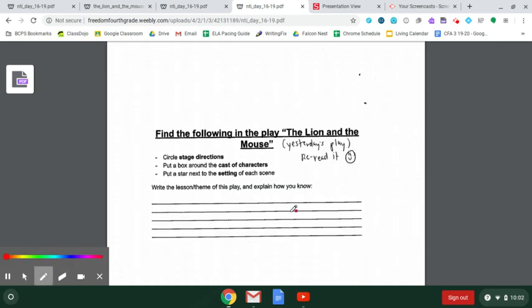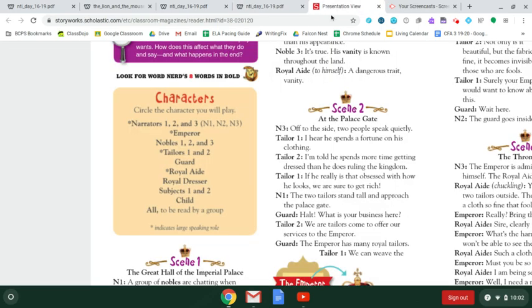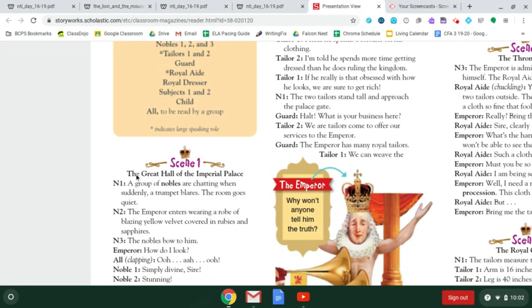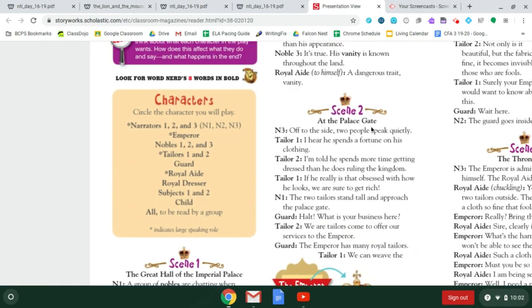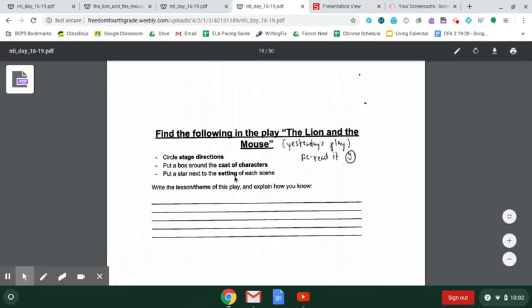Now, here it says that you're going to need to put a star next to the setting of each scene. Okay, so let me show you an example of that with a different play. Right here, you see that the setting is the Great Hall of the Imperial Palace. That's where that scene is. You'd put a star right there. Here, it's at the palace gate. You'd put a star right there. So put a star next to every setting that you see for each scene.